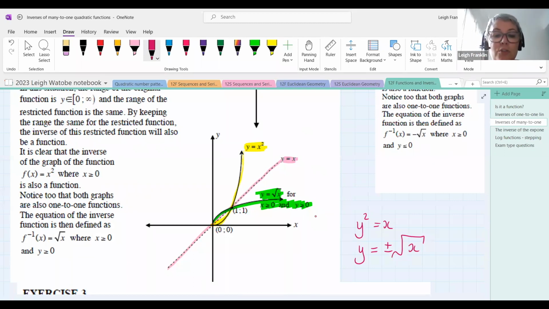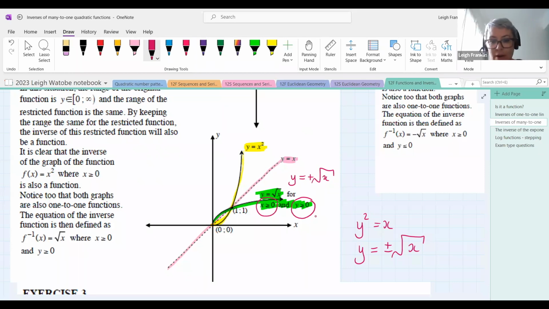Okay, so because we are sketching the green graph in a place where y is positive, that is why we would choose the positive answer over here. So in other words, when we write y equals root x, we are really writing y equals positive root x. Okay, because x is positive and y is positive.